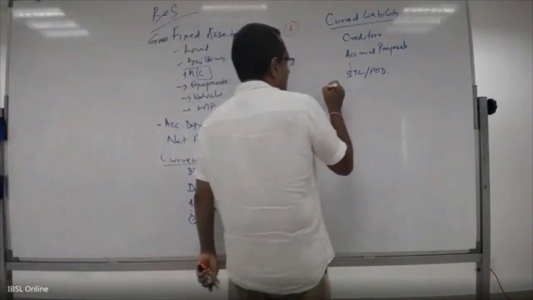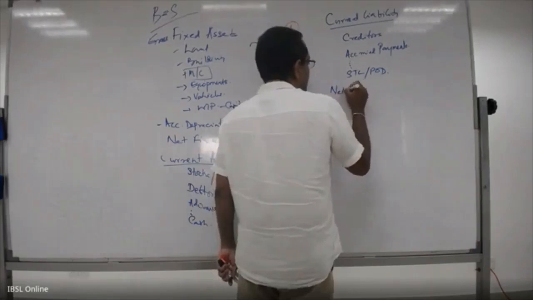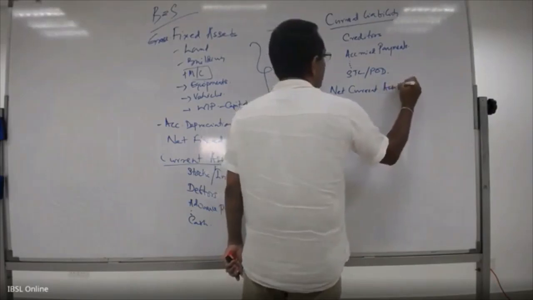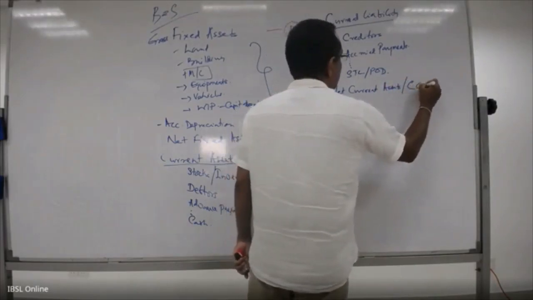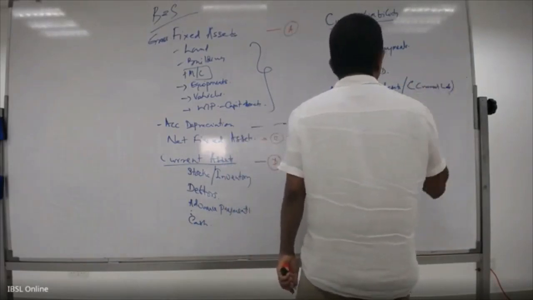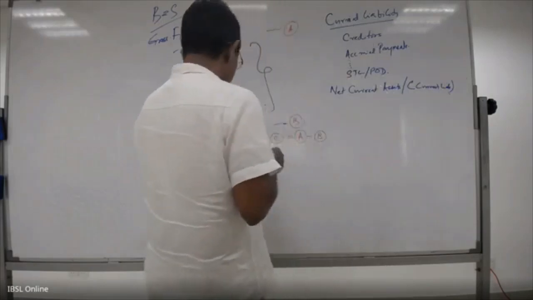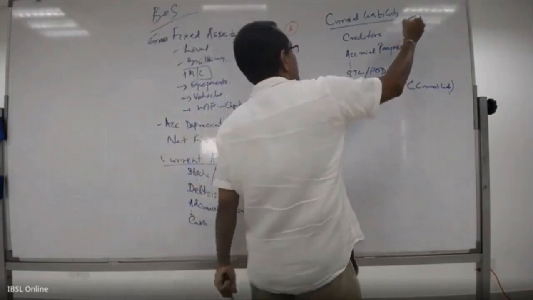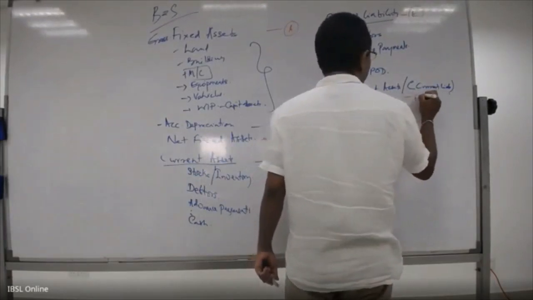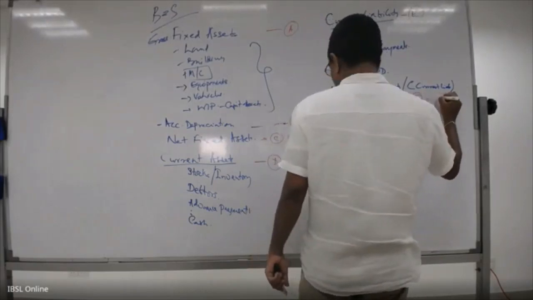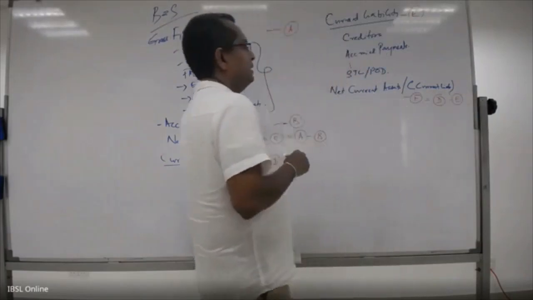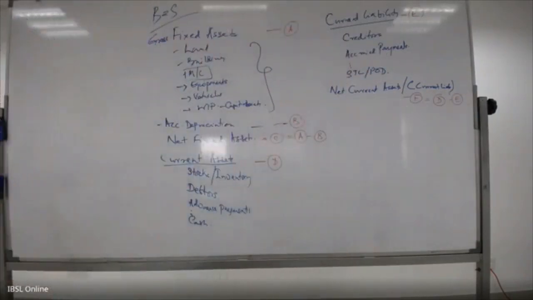Then we have net current assets or current liabilities, right? If I call this E, this is F, equals D minus E, right? This is net current assets.